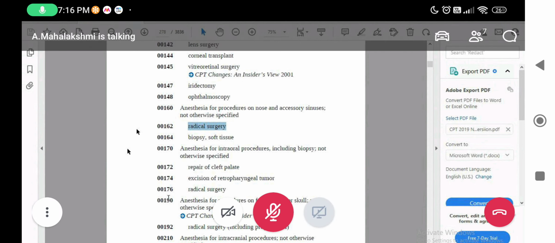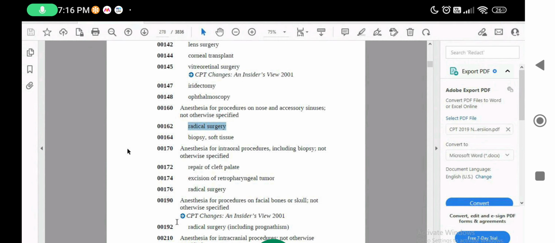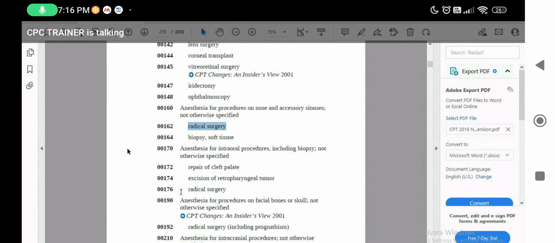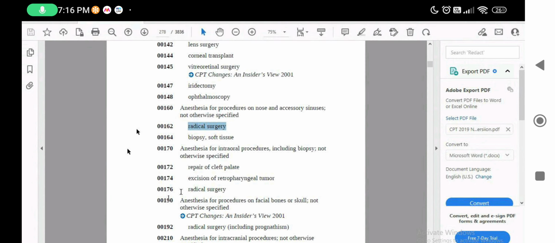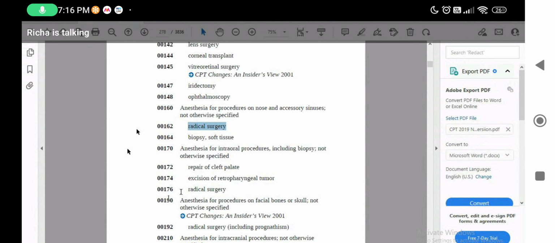Excision of retrobranchial tumor. Now, 00176, how do we have to read? Excision of radical surgery. Guys, 00176 is the code, right? So, which is the primary code?